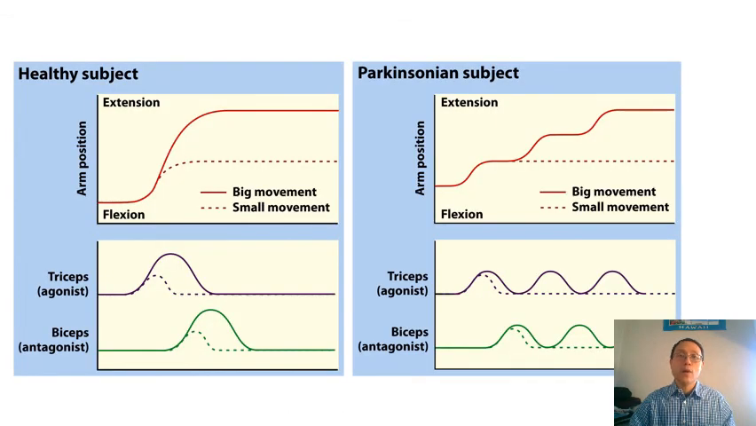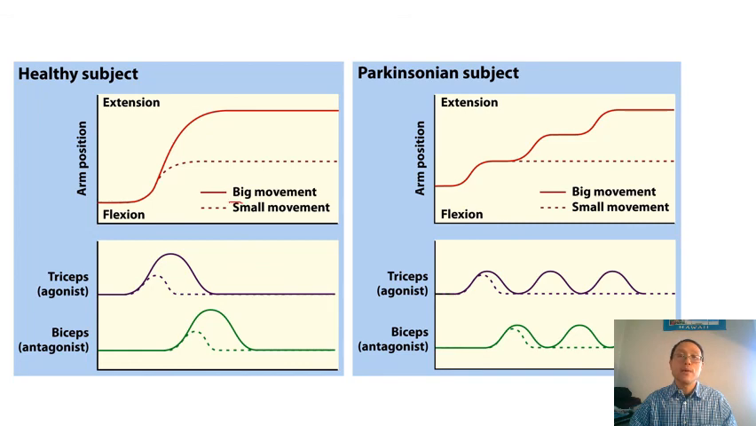Now let's go back to our quick flexion task, okay? It's similar to what you saw in the cerebellar patients. The Parkinson's patients also have an inappropriate response in these flexions. In the healthy people, the magnitude of the EMG activity really increases and corresponds to the extent of their movement.